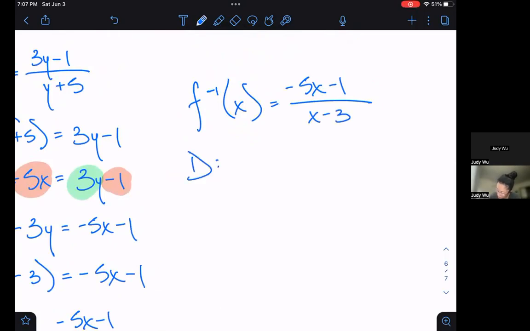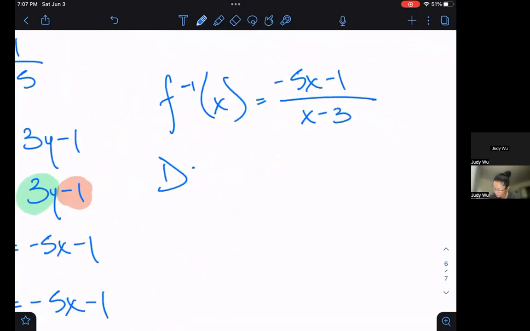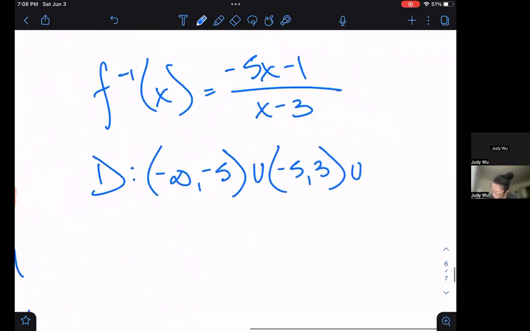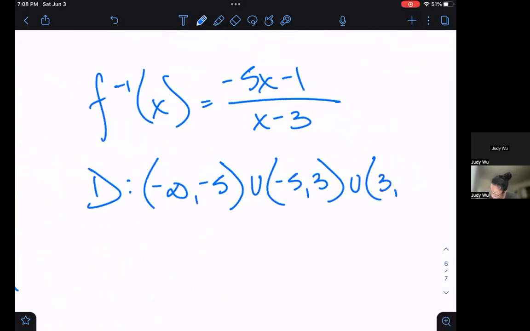And our domain, let's check our original. So x can't be negative 5. And our inverse says x cannot be positive 3. So my domain is from negative infinity to negative 5, in union with negative 5 to 3, in union with 3 to infinity.